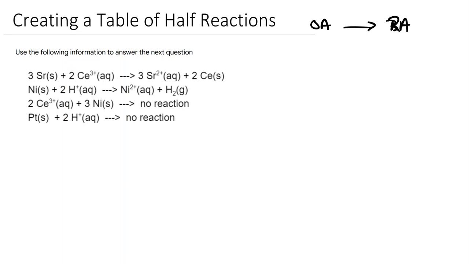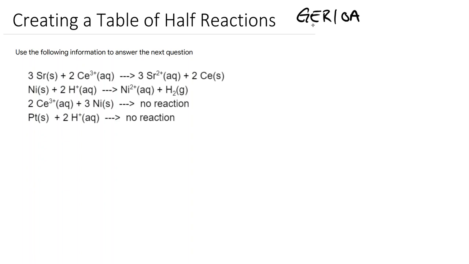Now, we can say whoever steals the electrons, or whoever ends up with the electrons, ends up on top. We can say that, or we can just deal with these as spontaneous and non-spontaneous reactions. So let's try this. So strontium and cerium. Cerium gains electrons in this reaction. Cerium goes from 3 plus to 0. So it gains electrons.